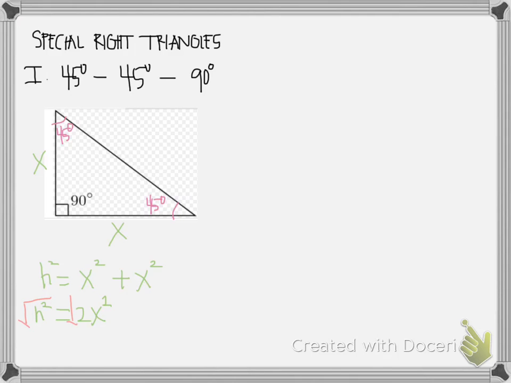So if I take the square root of both sides here, then my h will get to be just an h. The square root of 2 is going to be the square root of 2. The square root of x squared is going to be an x. So that means my hypotenuse is going to be x times square root of 2.